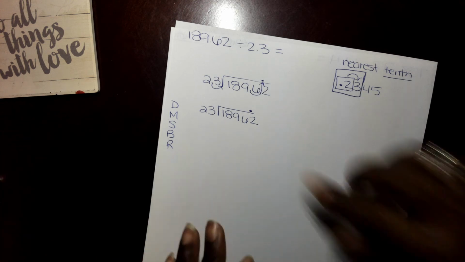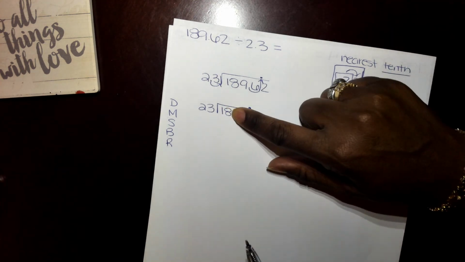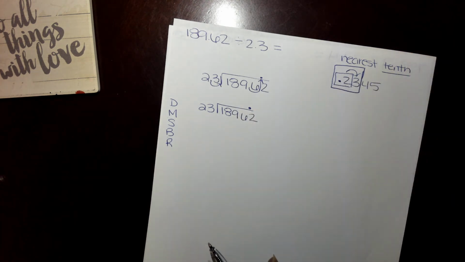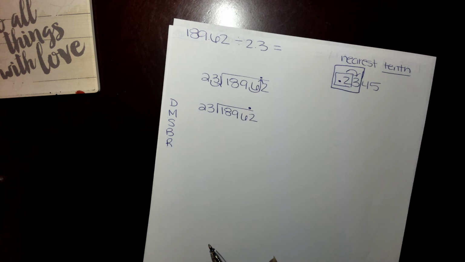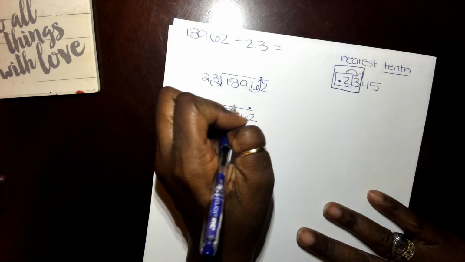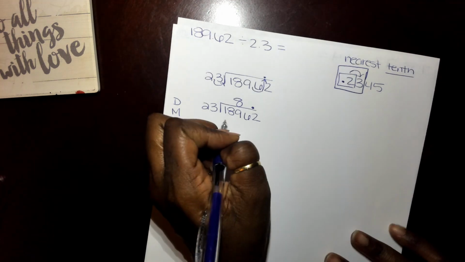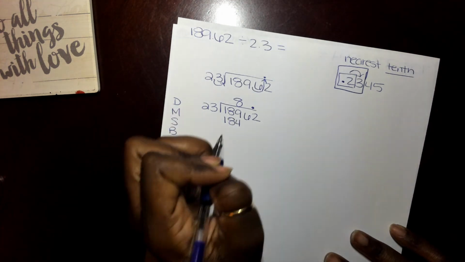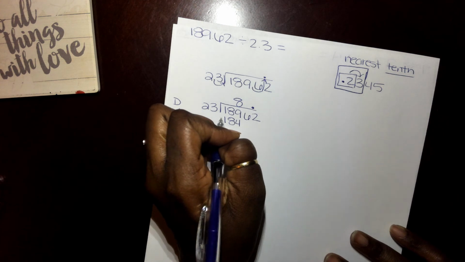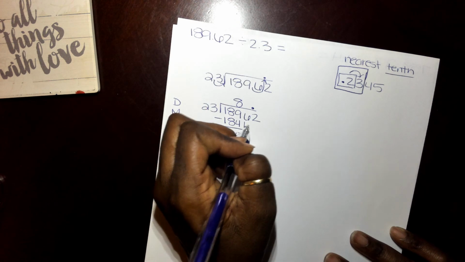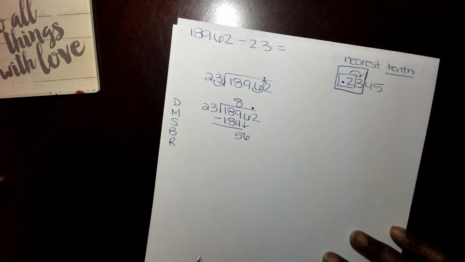Okay? All right, so 23 cannot go into 1. It cannot go into 18, but it can go into 189. And so 23 can go into 189 8 times. So we have 8 times 23, which gives us 184. We're going to subtract those two numbers. We're left with 5, and then we bring down the next number, which is a 6.